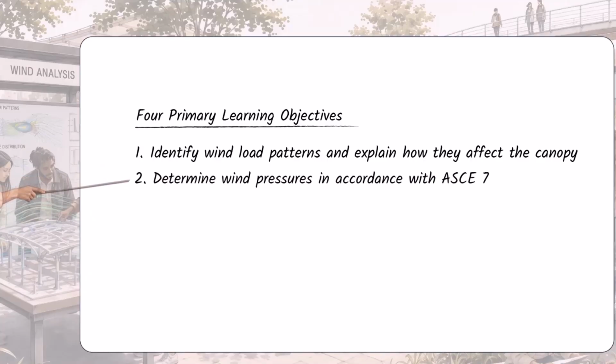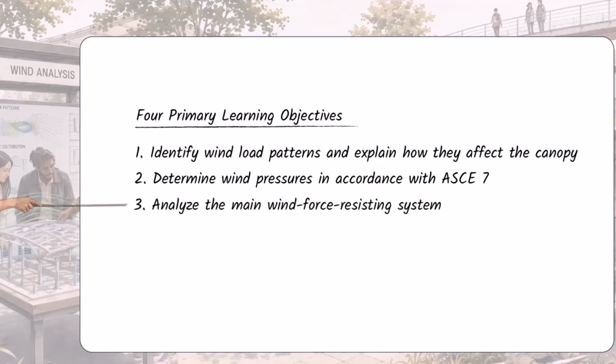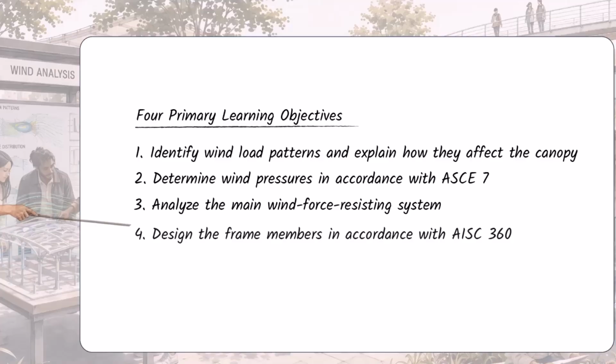Then, we'll look at how to identify the key wind pressures for design based on the ASCE 7 standard. After that, we'll analyze a main wind force resisting frame considering both wind and dead loads. And finally, we'll design the steel members of the frame using the AISC provisions.